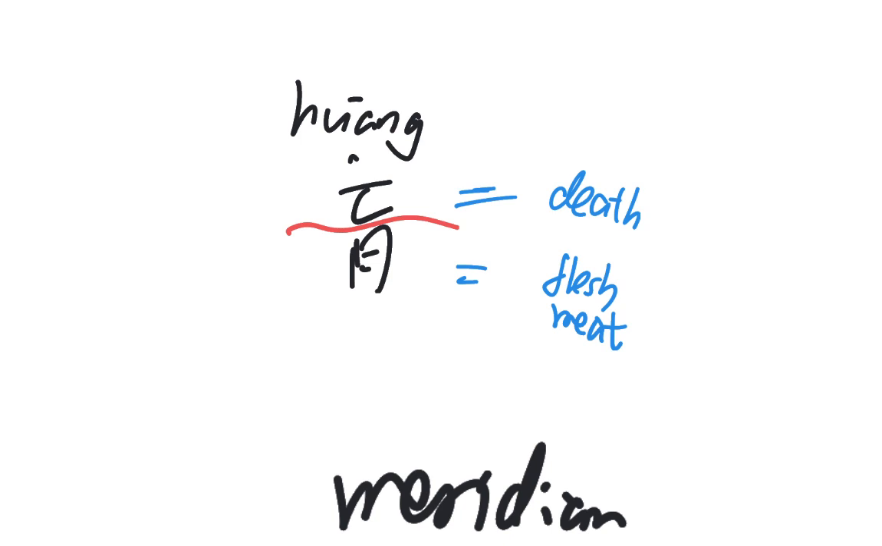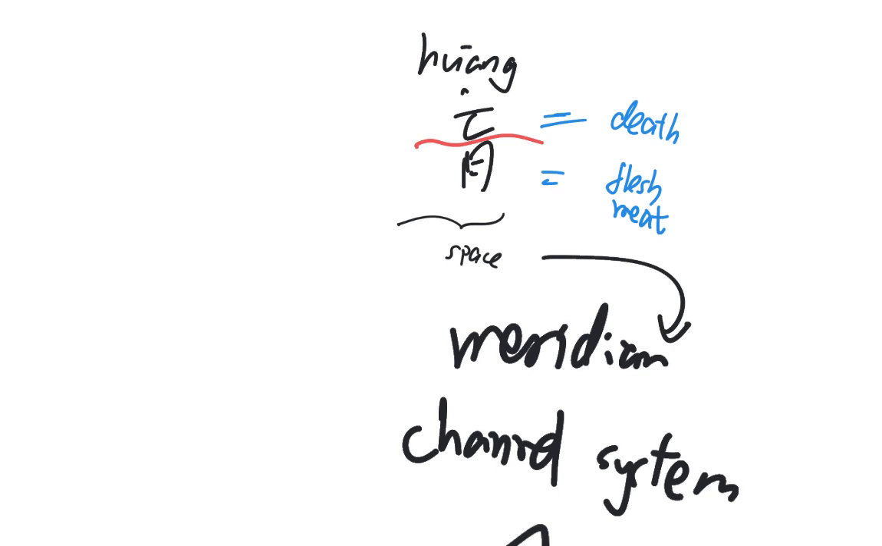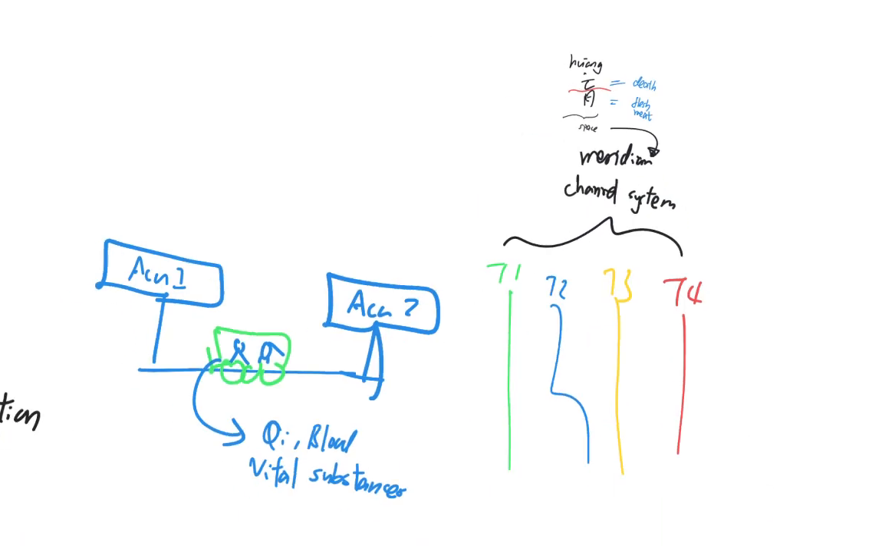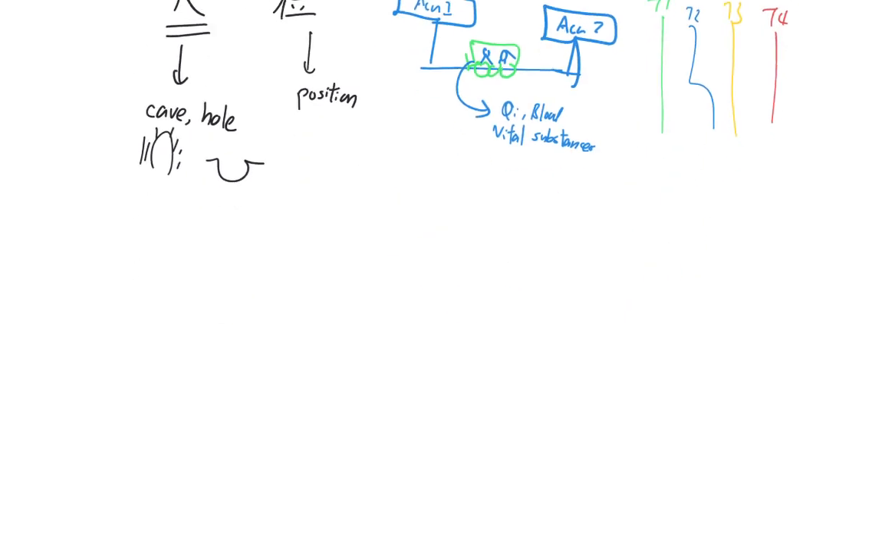Another way is that dead flesh is actually also referring to a space. So this character is referring to a space, and this space is referring to the meridian system. So once we have this basic understanding, now we're going to go into the acupuncture points and the meanings.